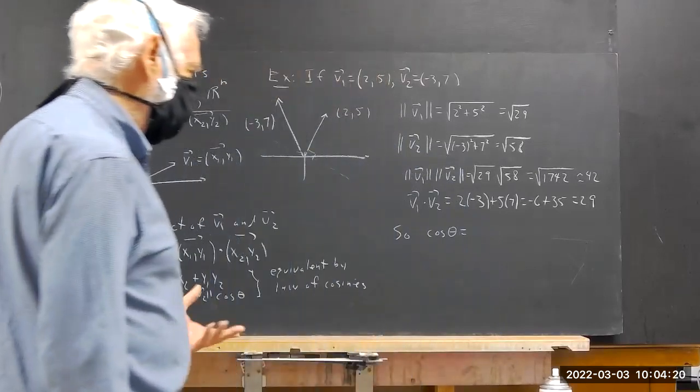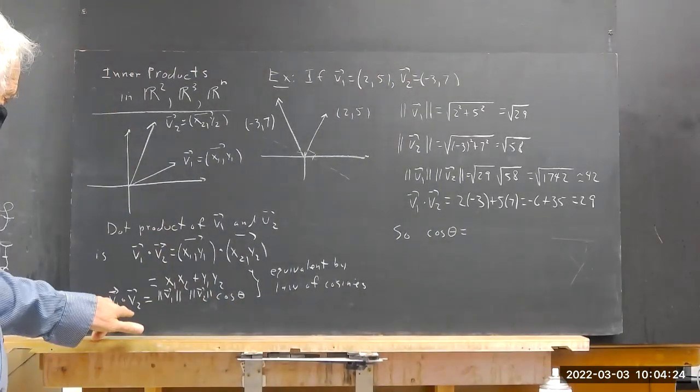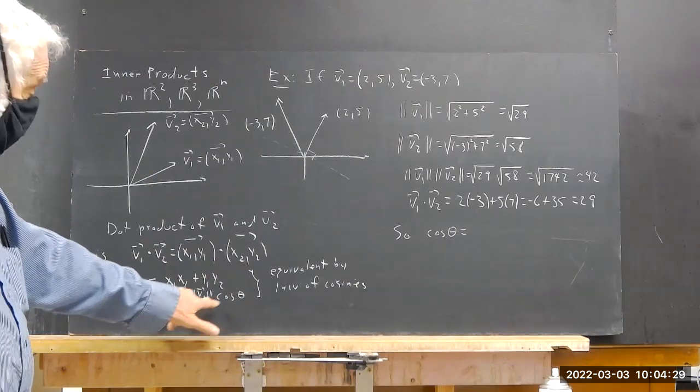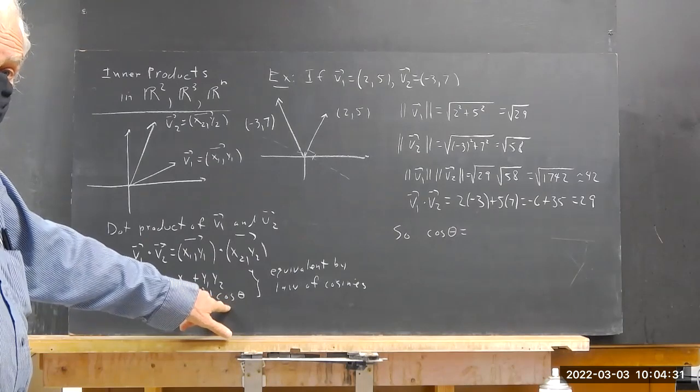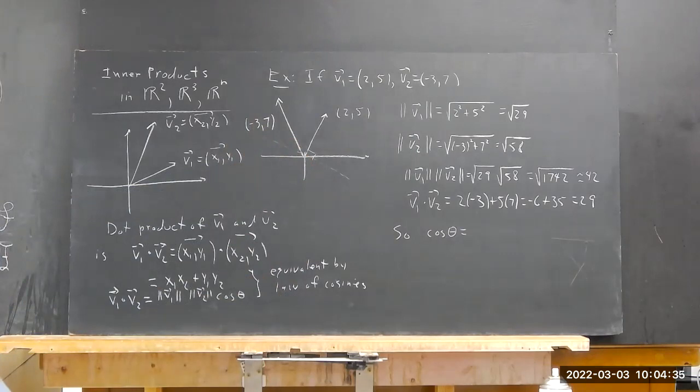So what is the expression for cosine of theta? Well, cosine of theta, if you know V1 dot V2 and the magnitude of V1 times the magnitude of V2, you can easily find cosine of theta, right? So just tell me what the cosine of theta is as a fraction.